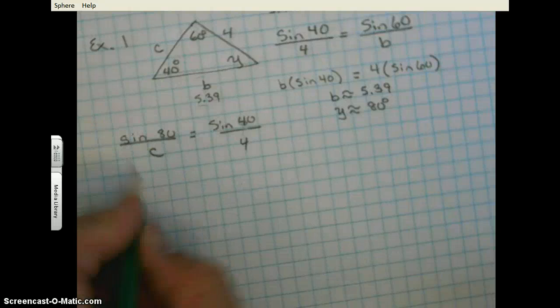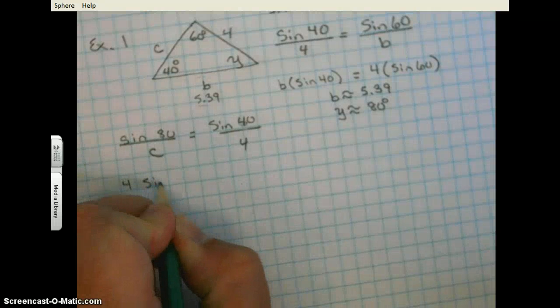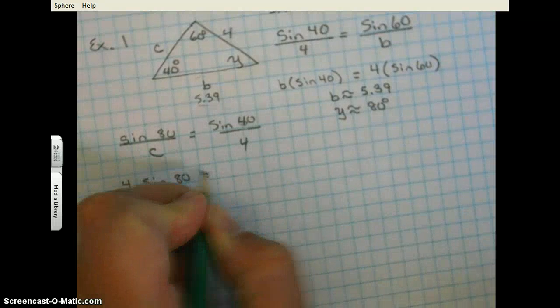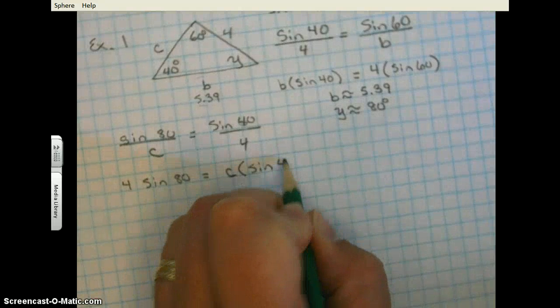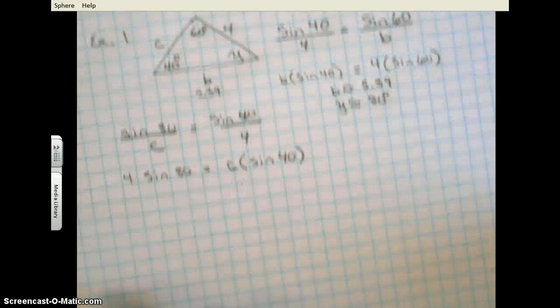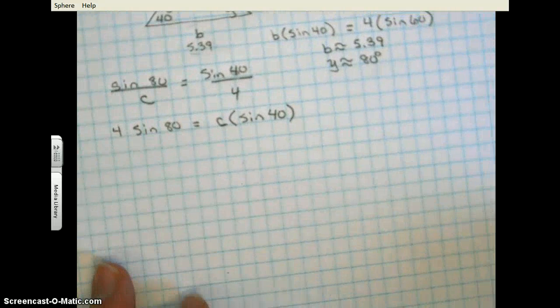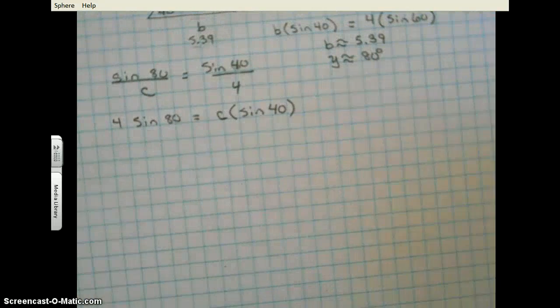So cross multiply. Feel free to forward this. If you know how to do this, feel free to forward it, and don't waste the time watching it if you already know how to do this.